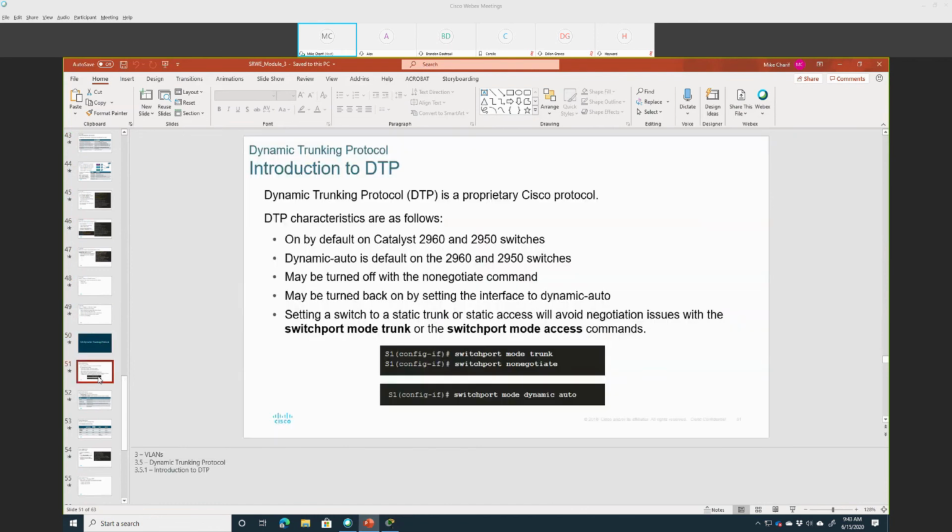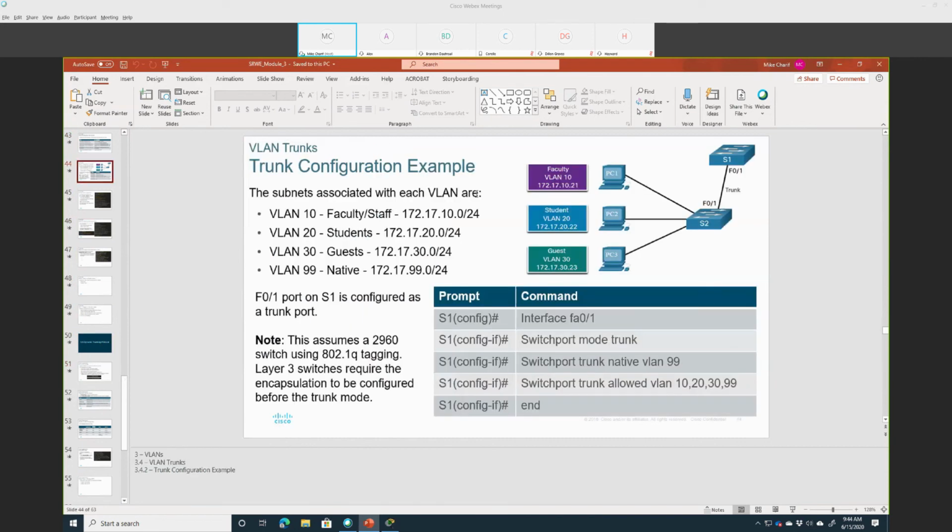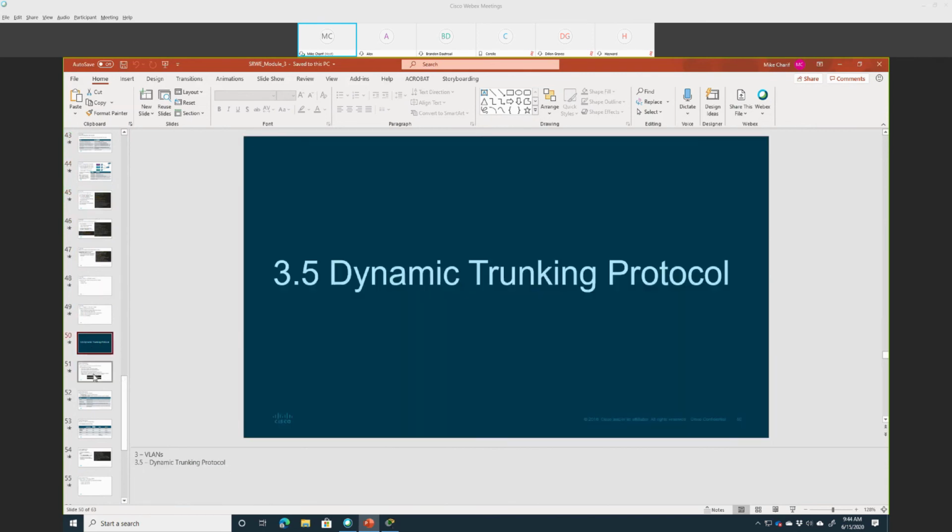DTP. DTP, Dynamic Trunking Protocol, is for Cisco. We use Cisco for that. Switchport mode trunk, switchport nonegotiate, switchport mode dynamic auto. This is between desirable and auto. We talked about that. So for the port to be a trunk, if you set both sides on auto, it is not going to be a trunk. If you put this auto and this auto, it is not going to be a trunk. So this has to be auto, this has to be desirable, or both have to be desirable to establish a trunk. That's what we're talking about.